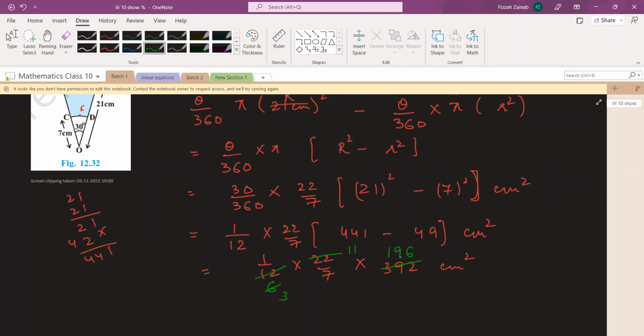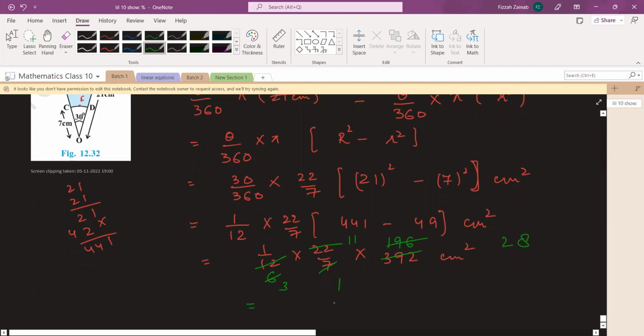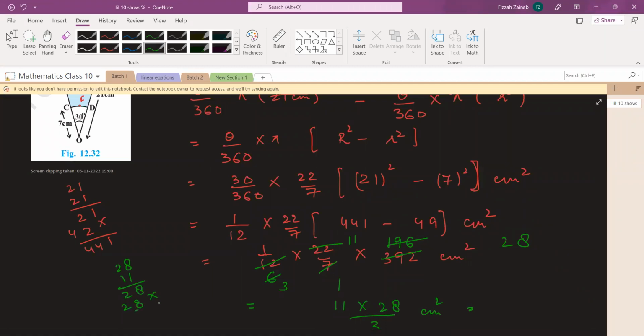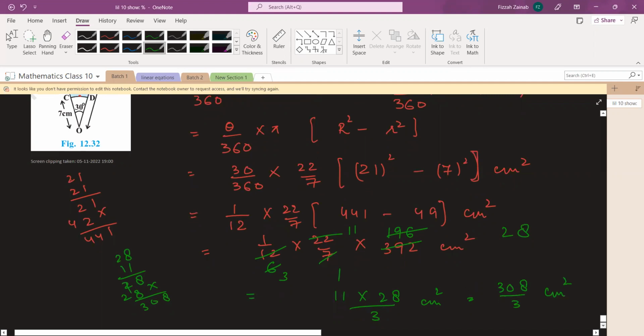7, I can divide. 7 into 1, then 7 into 2 is 14, right? Then I get 56, and 7 into 8 is 56. So this becomes 11 into 28 divided by 3 centimeters square. That you can multiply, 28 into 11. So 308, I'm getting 308 divided by 3 centimeters square. It's divided by 3, no? Yes. You wrote 2. Okay.